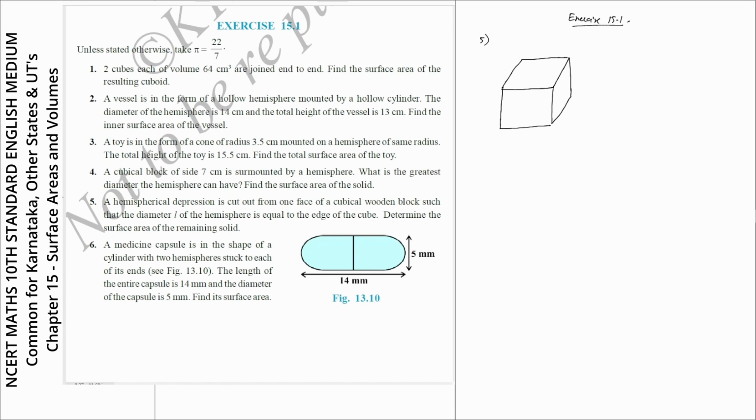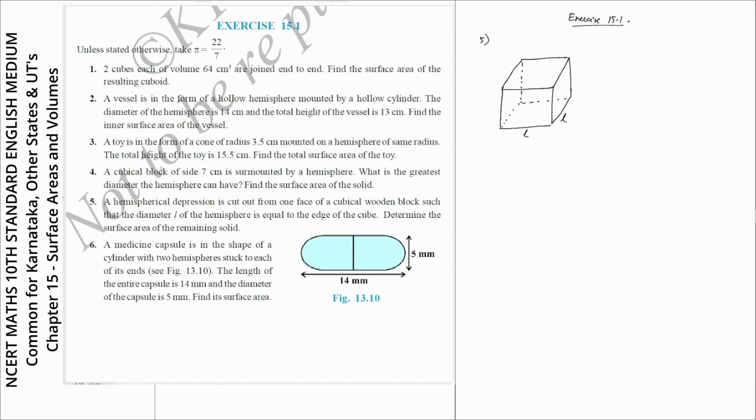Exercise 15.1, question number 5. A hemispherical depression is cut out from one face of a cubical wooden block such that the diameter of the hemisphere is equal to the edge of the cube. Determine the surface area of the remaining solid. So the cube is like this. Let us say the dimension or length are equal to L. That means the sides are equal to L, and this is the invisible edge.